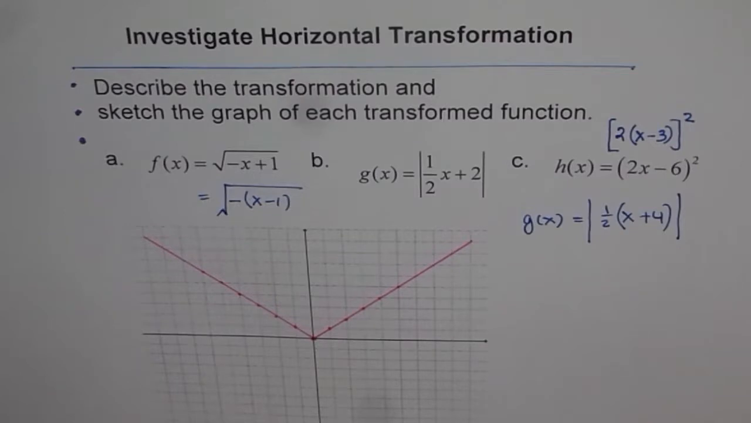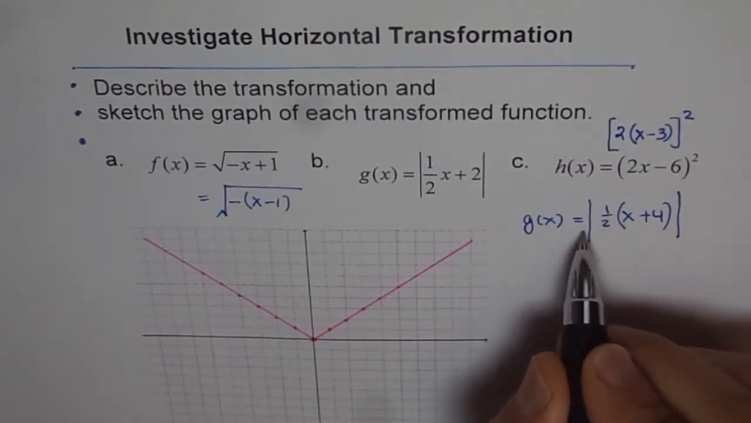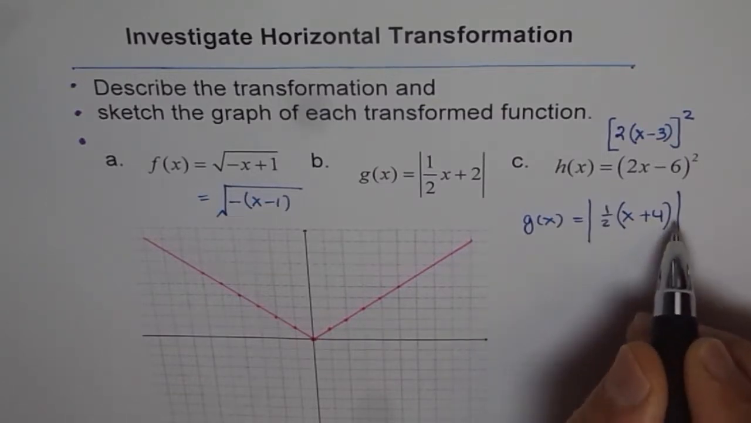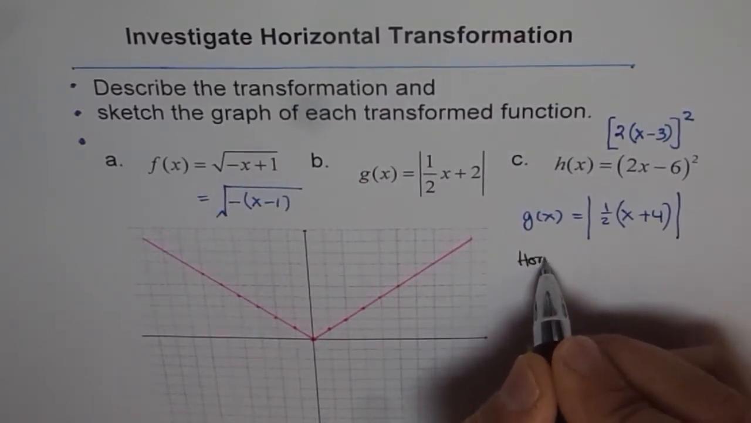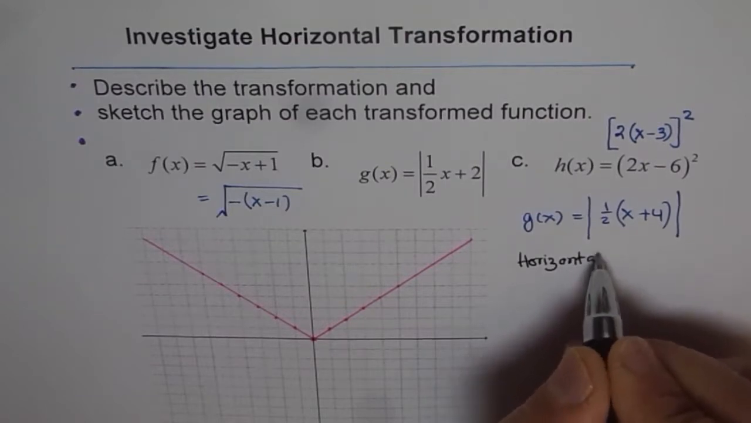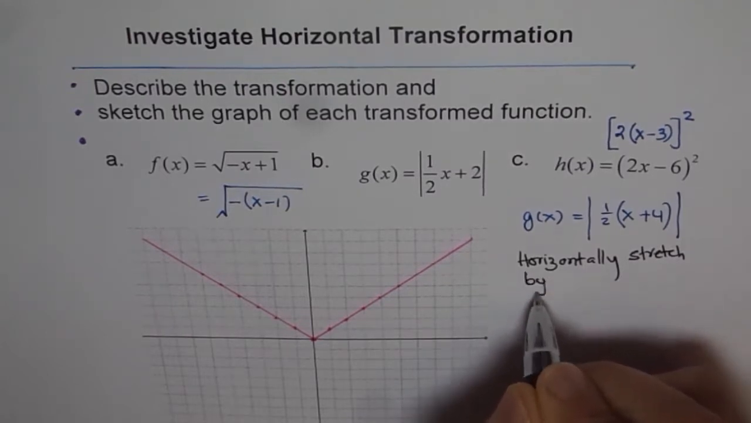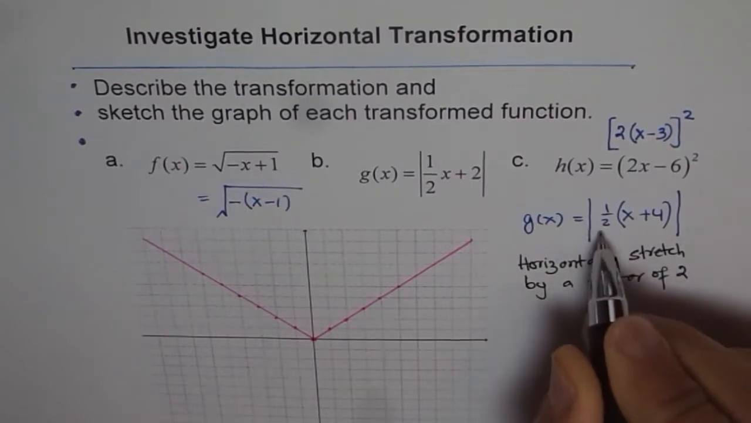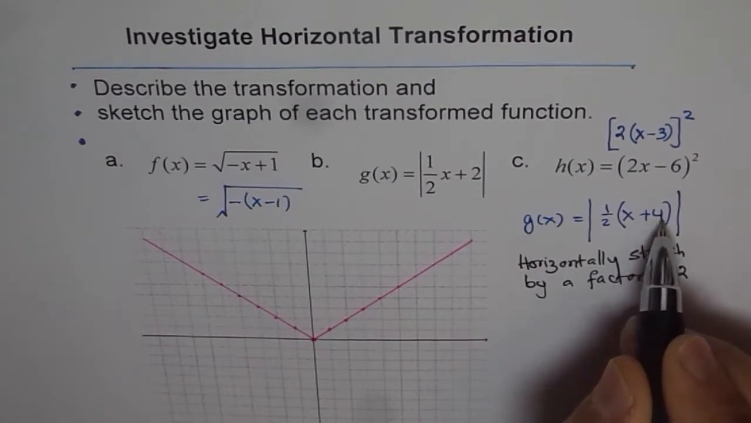Now we will do it with the help of transformation. Let's understand the transformation here. The first transformation, we will go from left to right. When I say half of something, inside the bracket, the k value is half, and therefore we say it is horizontally stretched by a factor of 2, because the reciprocal of half is 2. So that is the first thing. And second is 4 units left.